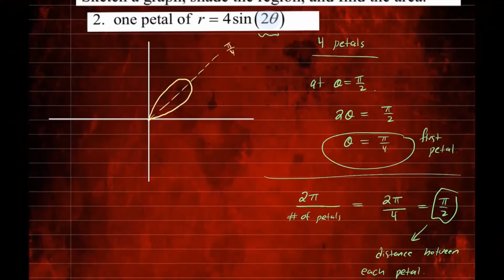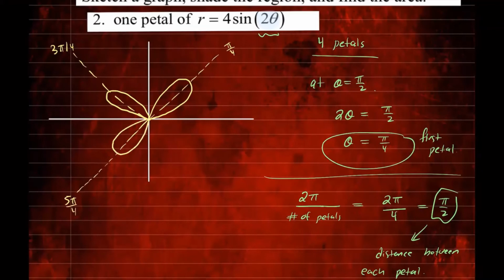The second petal is going to be pi over 4 plus pi over 2. So that would be somewhere right here. So pi over 2 plus pi over 4 would give you 3 pi over 4. So this is where you're going to have your next petal. And then the next petal will be 3 pi over 4 plus pi over 2. So that's right here. That's about 5 pi over 4. So that's the next one.